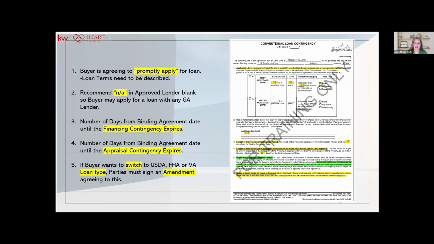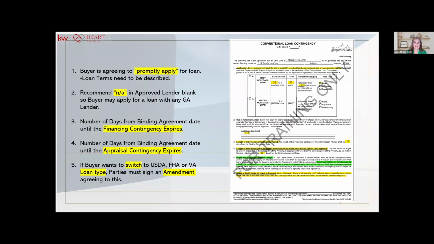Okay, paragraph 3 and 4. Paragraph 3 and 4 are your length of time for the financing contingency in 3 and the appraisal contingency in 4. If we were looking at an FHA or a VA loan exhibit, paragraph 4 would not have any number of days in the blank. The default deadline for the appraisal contingency, it is alive the entire time on an FHA or VA. It doesn't have an expiration.